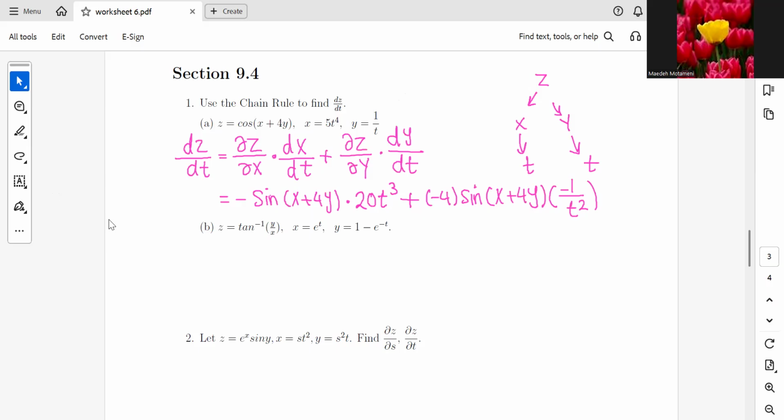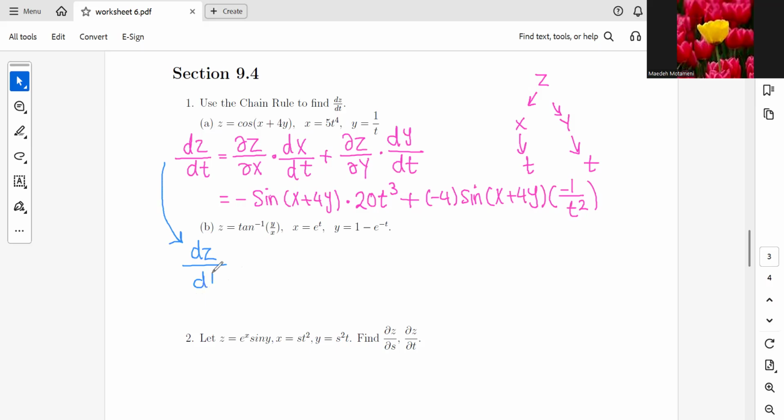Part B follows the same pattern here. Z is a function of y and x. Each of them is a function of t. And we're going to follow the same formula here. You should write it here, but I should not write it here. So for this, the partial derivatives of z with respect to x and y will be different.